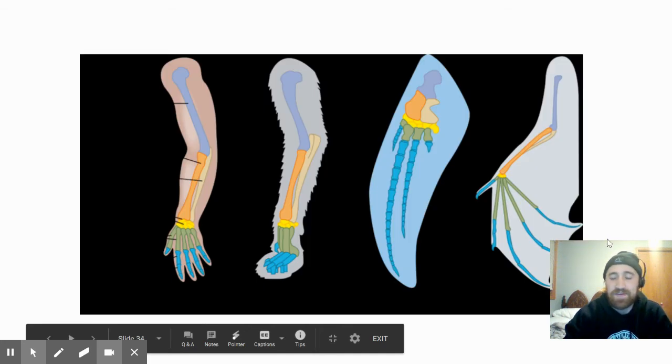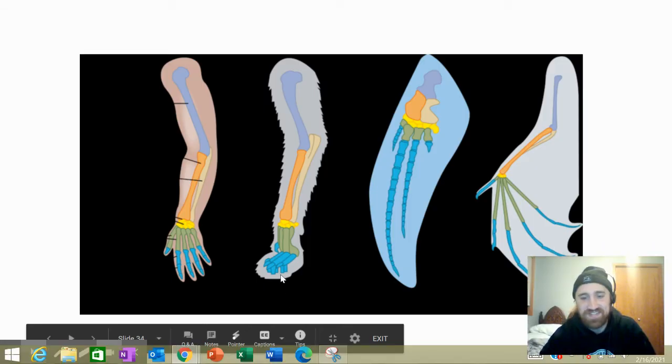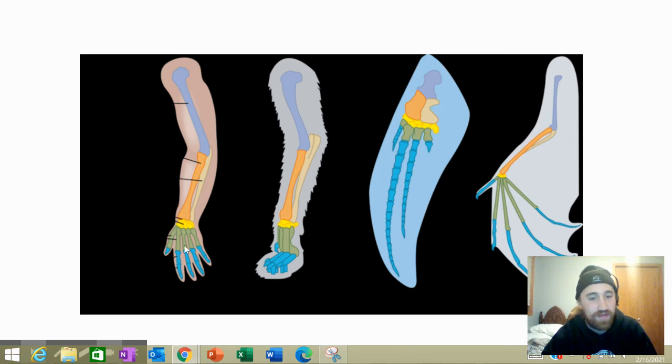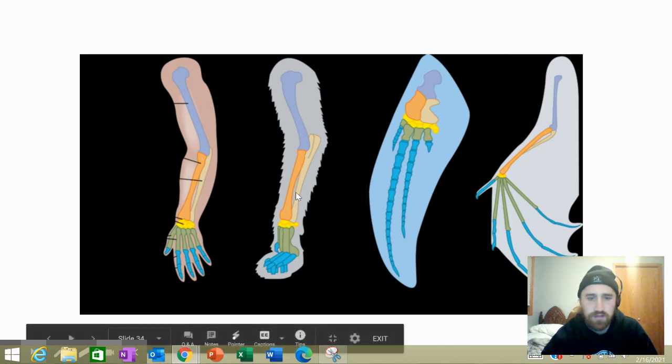Now, you can also look at this with mammals. We have a human arm with a human hand. This is a cat, so we have a cat arm. We have a whale flipper, and then we have a bat arm.